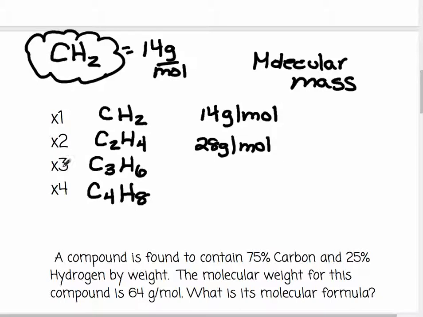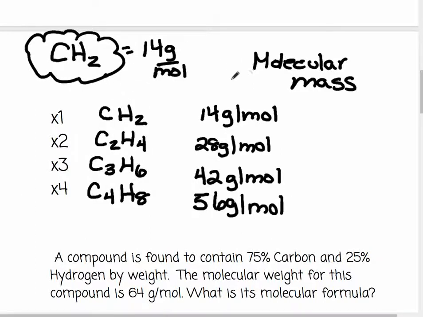And the same goes when you triple it. So times 3, this C3H6 is 14 times 3, which is 42 grams per mole. And just so that we can go on with the fourth one, let's say we have 4 times 14, which is 56 grams per mole.